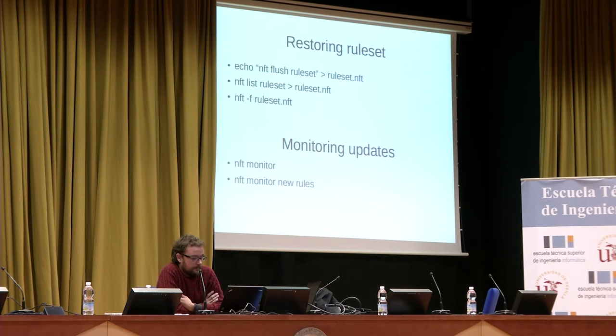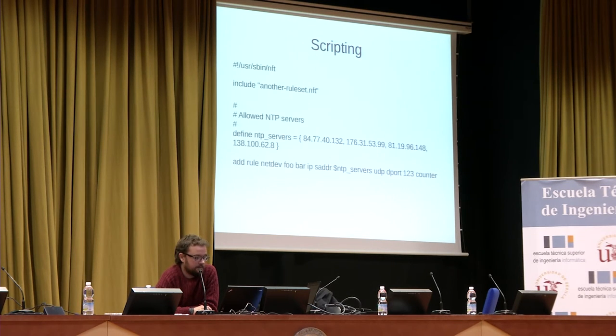And you can also filter based on the kind of objects that you're using. After this quick presentation, I'm going to make some live examples if the time allows. We also have support for scripting. At the beginning of your file, you have to indicate that this file is for NFT, and then, in case you want to include other rule sets, you have to use the include keyword. And then you can also define variables.